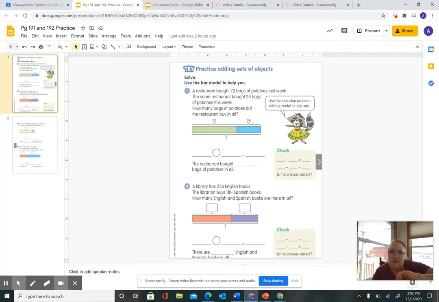We're putting them together. Again, question number 2 says, a library has 256 English books. The librarian buys 184 Spanish books. How many English and Spanish books are there? There's that word in all for us. So they want to know in all.